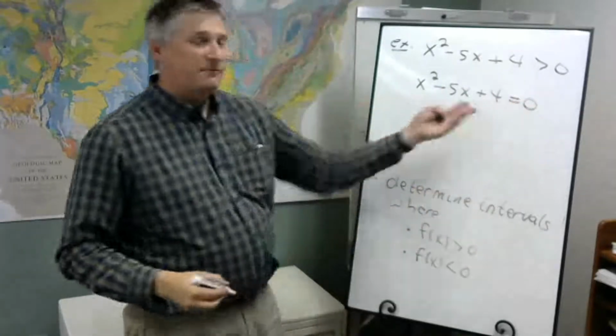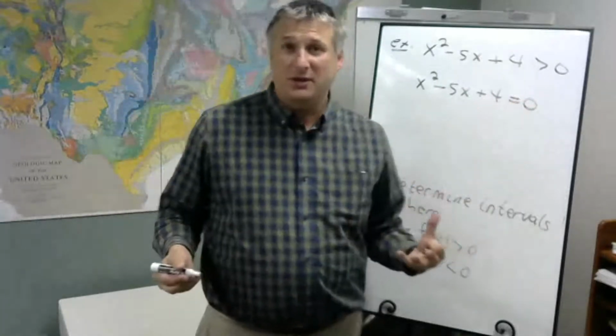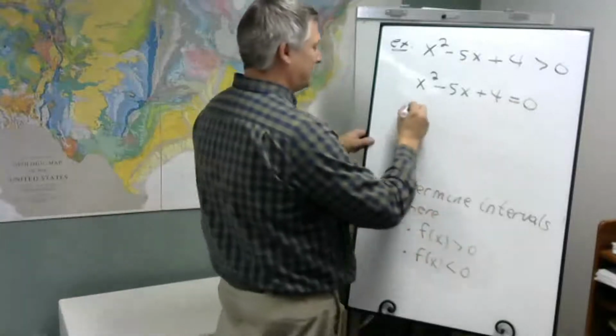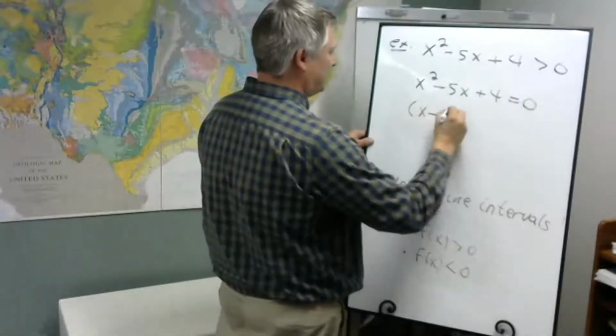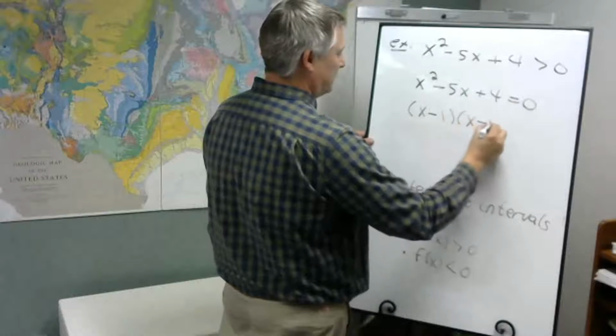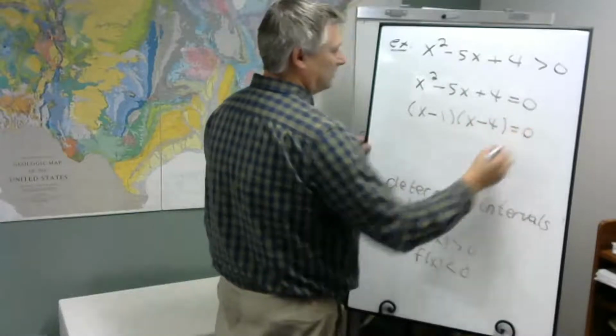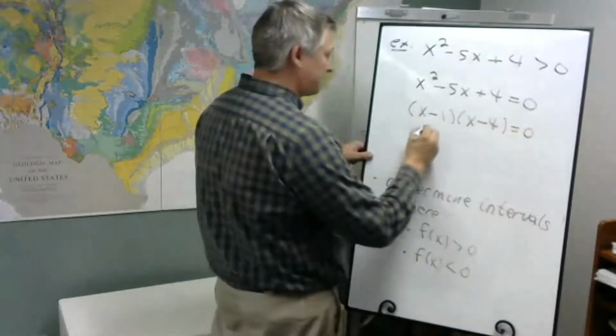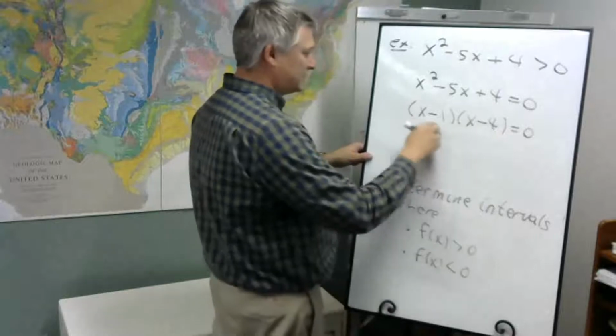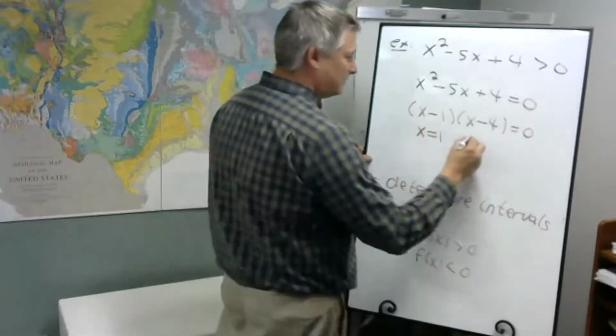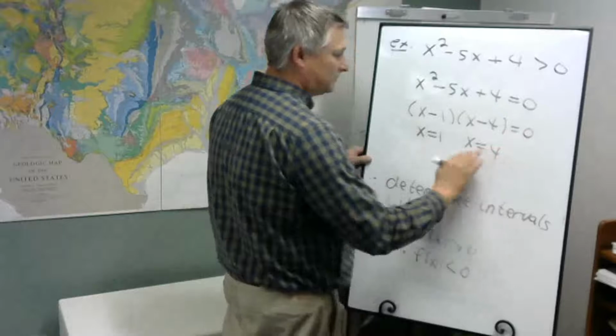Now this is something you can factor, and you can use the guess and check method. And what you'll get is x minus 1, x minus 4 is 0, or this is 0 when x is 1, this is 0 when x is 4.